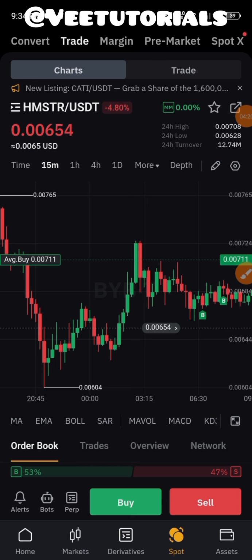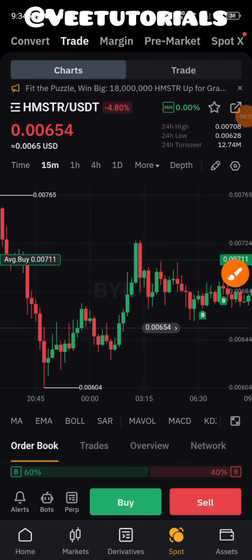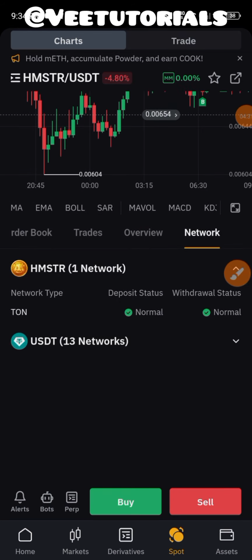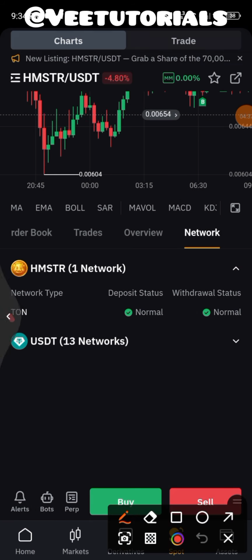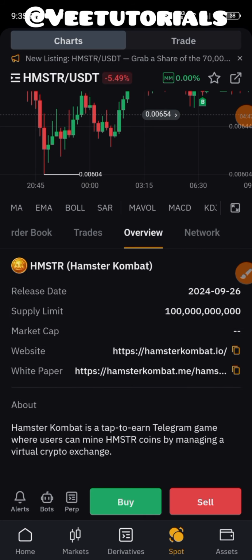Okay, and another reason that makes me understand that this coin will pump in the nearest time is the network. The network is one of those strong networks, which is called what? Tone. Don't forget, Tone, right? Tone has gained a lot of momentum in the market.